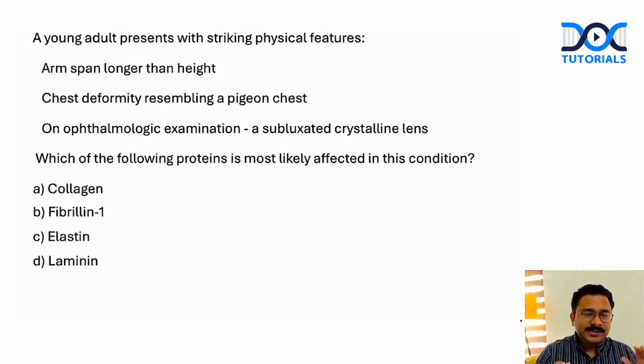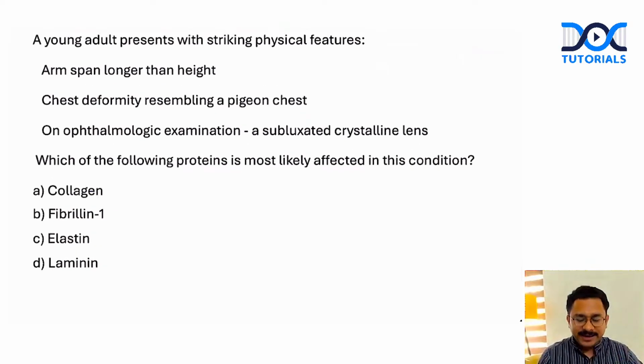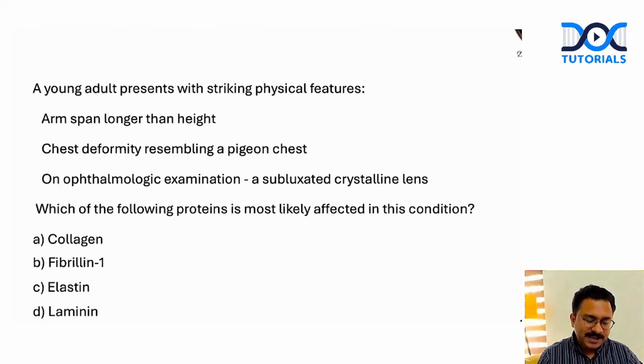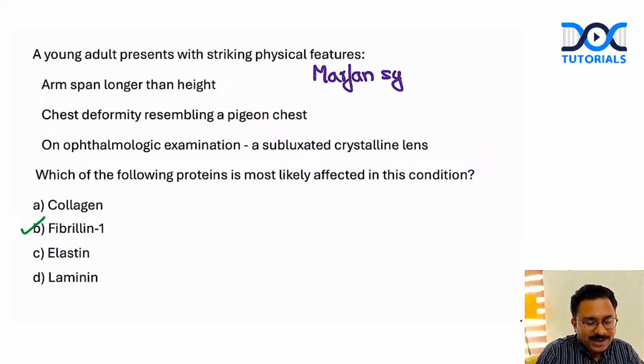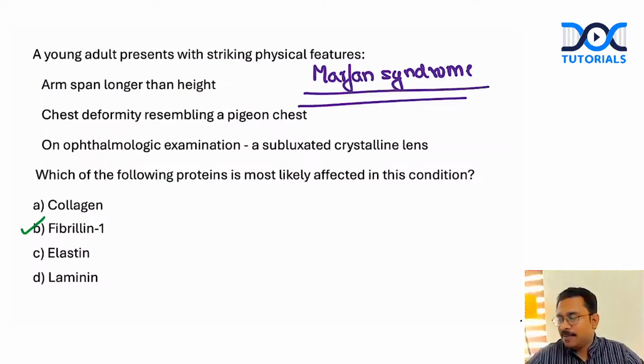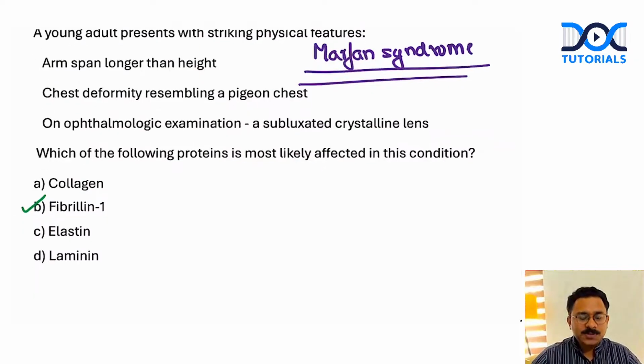Okay, right. Next, an adult presents with these striking physical features: arm span longer than height, chest deformity resembling a pigeon chest, that is pectus carinatum, and ophthalmological examination showing some sort of a lens subluxation. What is the protein that is commonly going to be affected? What do you think? It is likely to be fibrillin 1, because the diagnosis is going to be Marfan syndrome, and for Marfan syndrome you have a fibrillin 1 mutation. So the answer is option B.